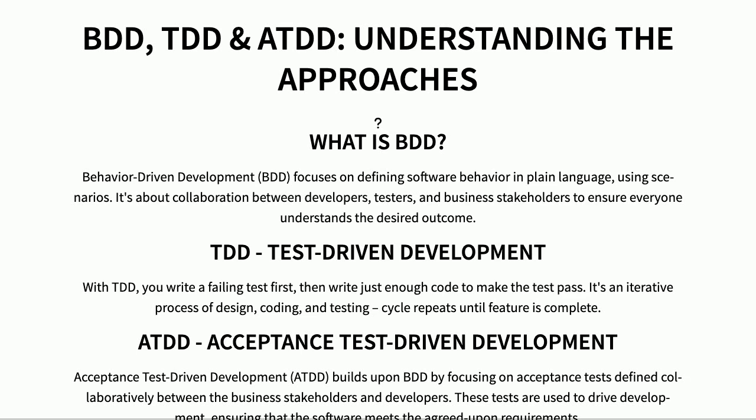Next we have TDD, which stands for test-driven development. This means you write your tests before you write any actual code. You build up your features by writing failing tests and then coding just enough to make those tests pass. Finally, there's acceptance test-driven development. It's a bit like BDD but specifically focuses on acceptance tests that are created collaboratively between the business team and developers. These tests really drive development, ensuring everything meets expectations.